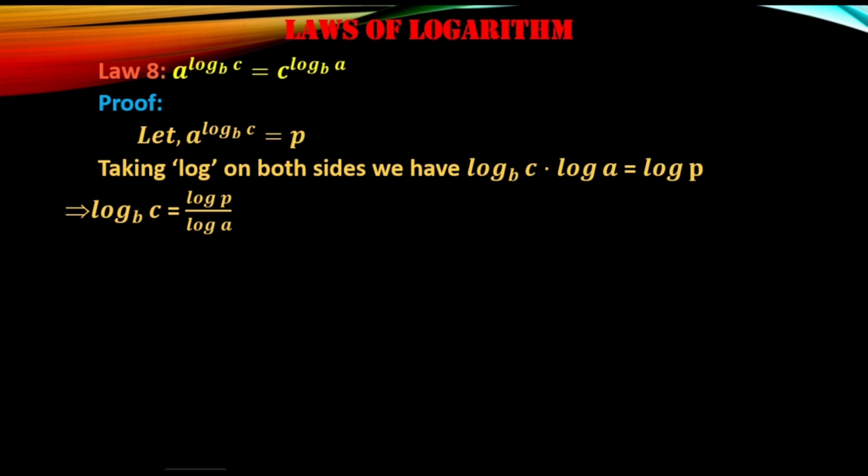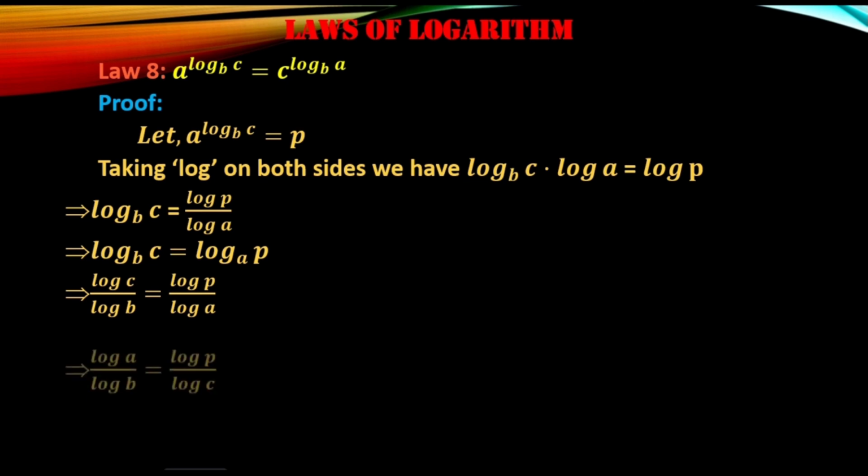Now we are just taking log of a from the left hand side to the right hand side. On the left hand side it is in multiplication form, so when it goes from the left hand side to the right hand side it will be in division form. So log of c to the base of b is equal to log of p by log of a, and we know that log of p by log of a is nothing but log of p to the base of a. So log of p to the base of a is equal to log of c to the base of b. So here again we have stated the same thing, that log c by log b is equal to log p by log a. Just the similar thing from the second step.